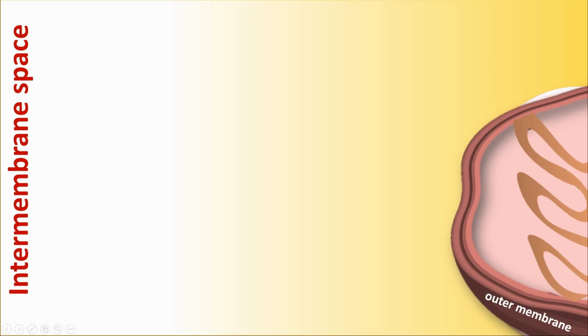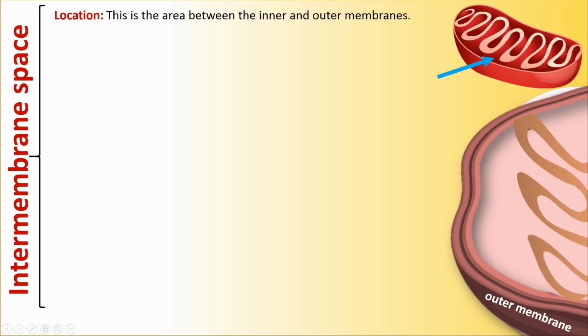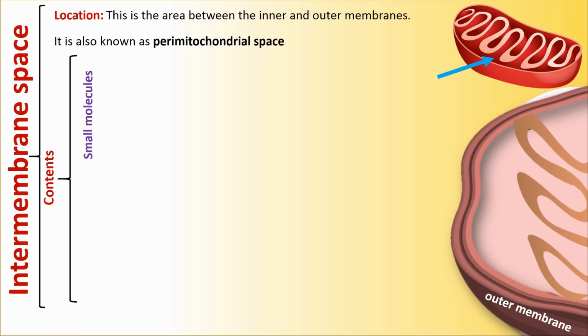Intermembrane space. It's an area between the inner and outer membranes. It's also known as perimitochondrial space. Contents of the intermembrane space can be divided into two groups: The first group is small molecules, and the second group is large proteins.